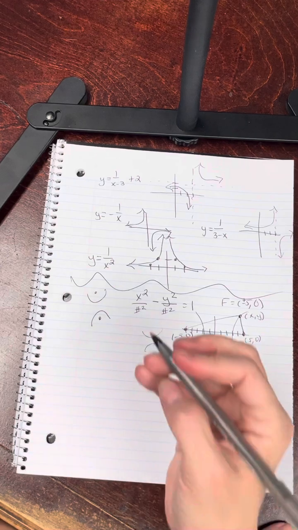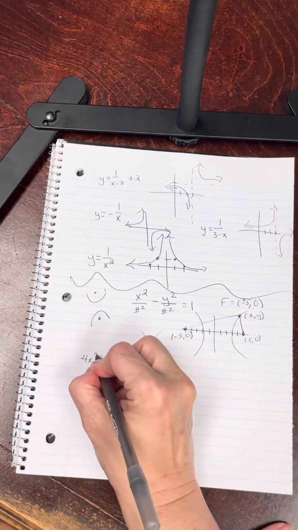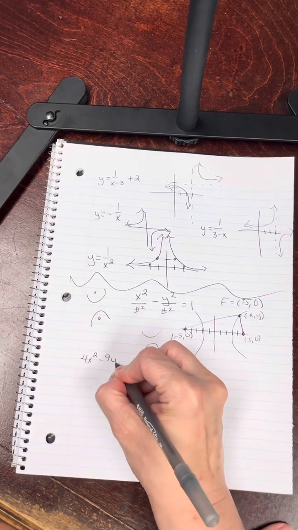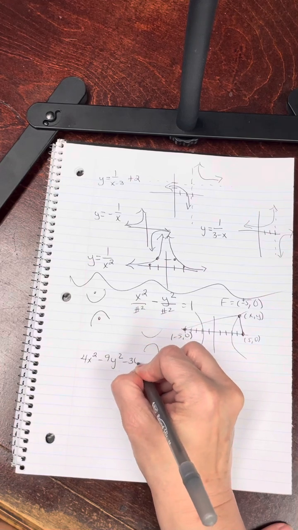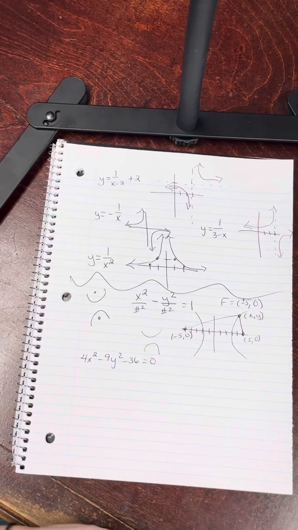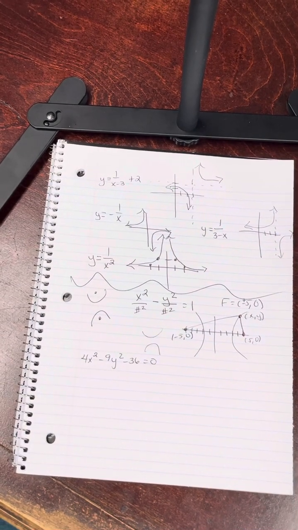Now, example 2, graph 4x squared minus 9y squared minus 36 equals 0. Definitely not the right format. I'm honestly not sure what I was just saying. A bug was attacking me.